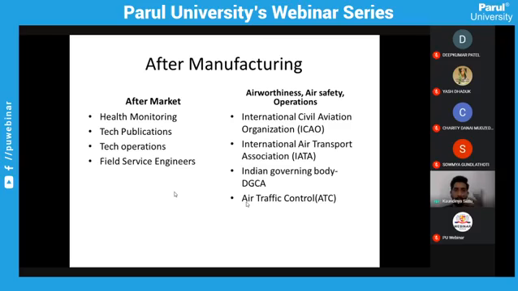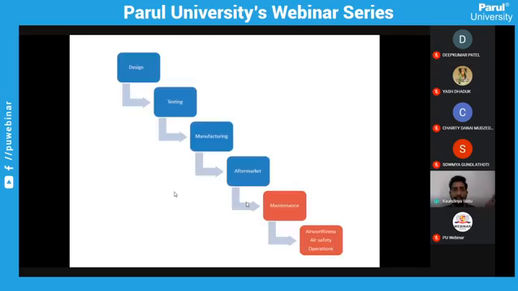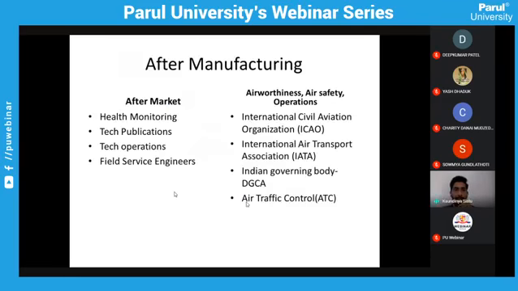If you divide our working structure, out of 100% of the aeronautical engineers, hardly 10% will go to design or testing. In manufacturing, aftermarket, maintenance, airworthiness, 90% of the people will go there, because it has a broad scope and requires many more people than design and testing. So in aftermarket services, what are all the topics that can be covered?